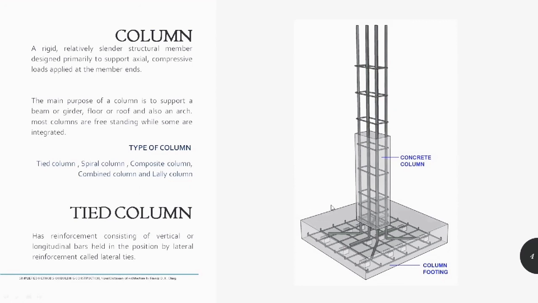A column is always attached to a column footing. A column footing is a substructure element of a foundation. A column could be the superstructure or the substructure of a foundation.